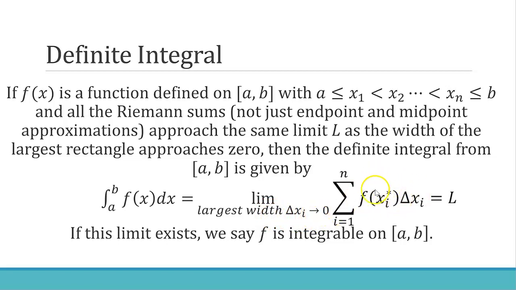We're going to add up all those rectangles, and that exact value, L, is the exact area under the curve. And if this limit exists, then we say f is integrable on the closed interval from a to b. So this is a super formal way of defining a definite integral, similar to when we defined a derivative as the limit of a difference quotient. So here we're saying a definite integral is the limit of a Riemann sum.